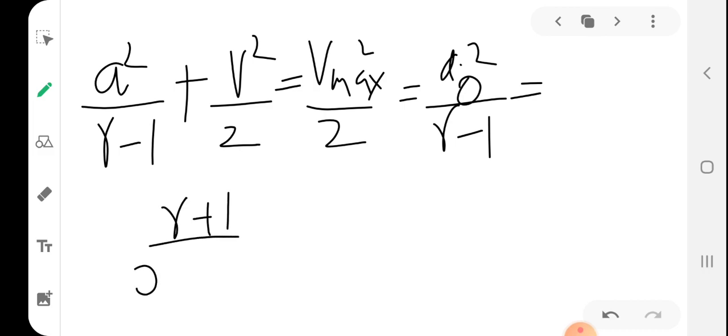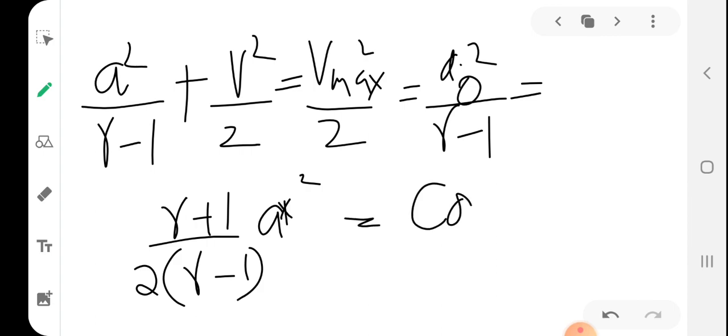This is also equal to gamma plus 1 by 2 gamma minus 1 times a star square, where a star is the velocity of sound in the critical section. The critical section is the section where the velocity of flow is equal to the velocity of sound. So this is the equation we derived in the previous session. This is the general form of the adiabatic steady flow energy equation, incorporating three different speeds: a0, a star, and V max.